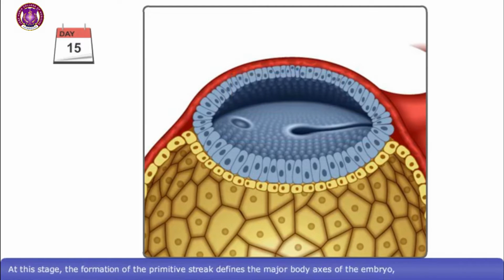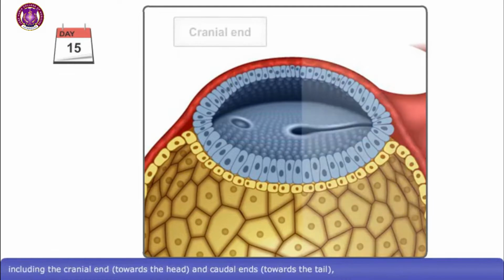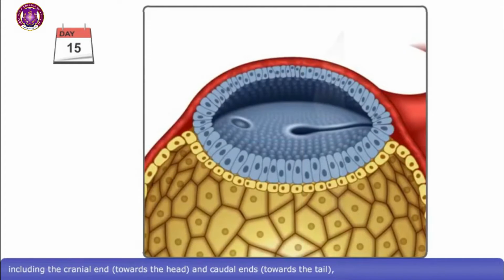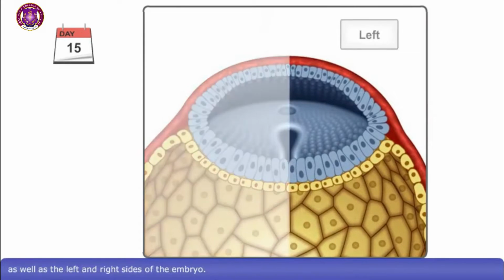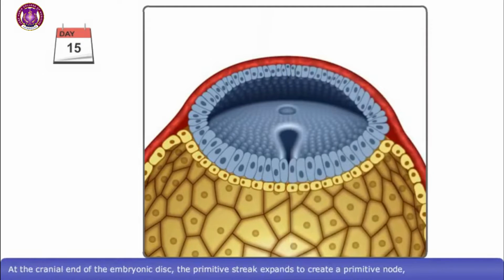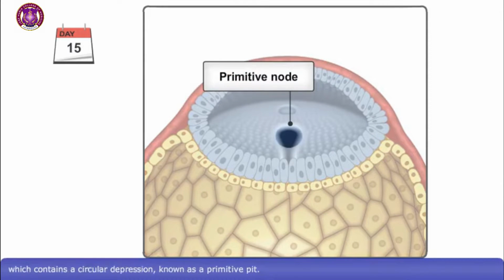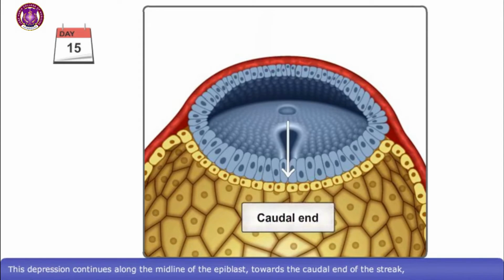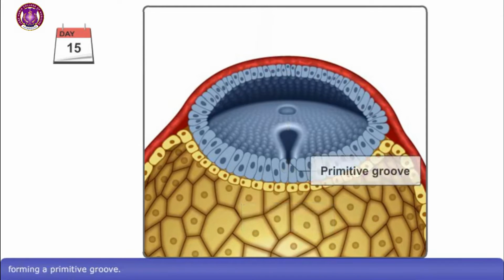At this stage, the formation of the primitive streak defines the major body axes of the embryo, including the cranial end towards the head and caudal end towards the tail, as well as the left and right sides of the embryo. At the cranial end of the embryonic disc, the primitive streak expands to create a primitive node which contains a circular depression, known as a primitive pit. This depression continues along the midline of the epiblast towards the caudal end of the streak, forming a primitive groove.